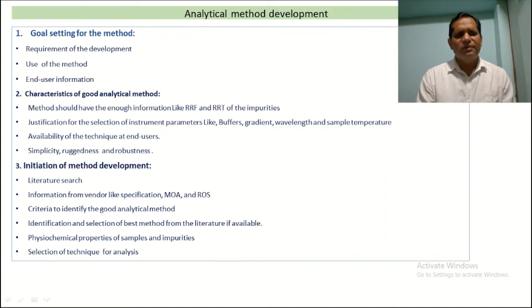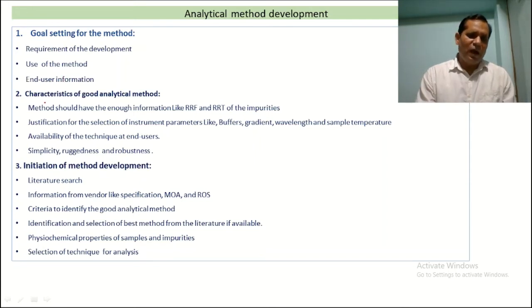Second, end user information. Who will use the method? When we are developing the method in analytical R&D, we have maximum facilities. But we have seen that in some quality control laboratories, or vendor-side quality control laboratories, this facility will not be there. So all these points we need to consider before starting the method development.